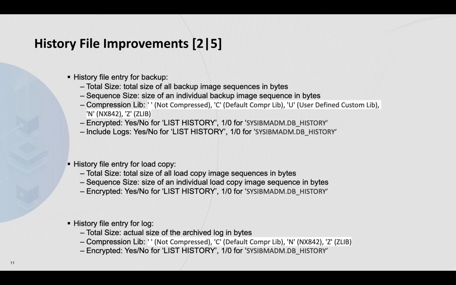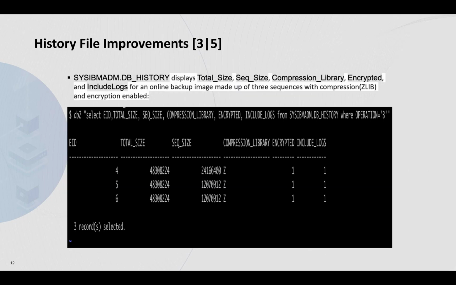This is what it looks like. I talked about the total size, the sequence size, compressions. We have various different compression libraries. There's not compressed, obviously, our default compression library, something that the user supplied to us, and also our NX842 and our zlib hardware compression. And the same goes for encrypted, whether it's encrypted or not, and include logs. The same thing goes all the way through for load copy and log files. So we have to support both list history and the table function, DB2 history and min DB history. I forget the name off the top of my head.